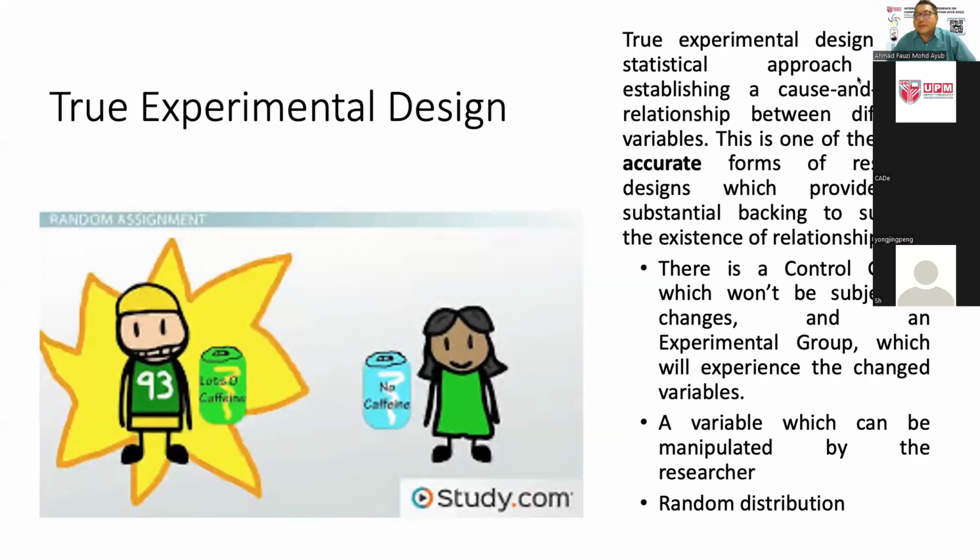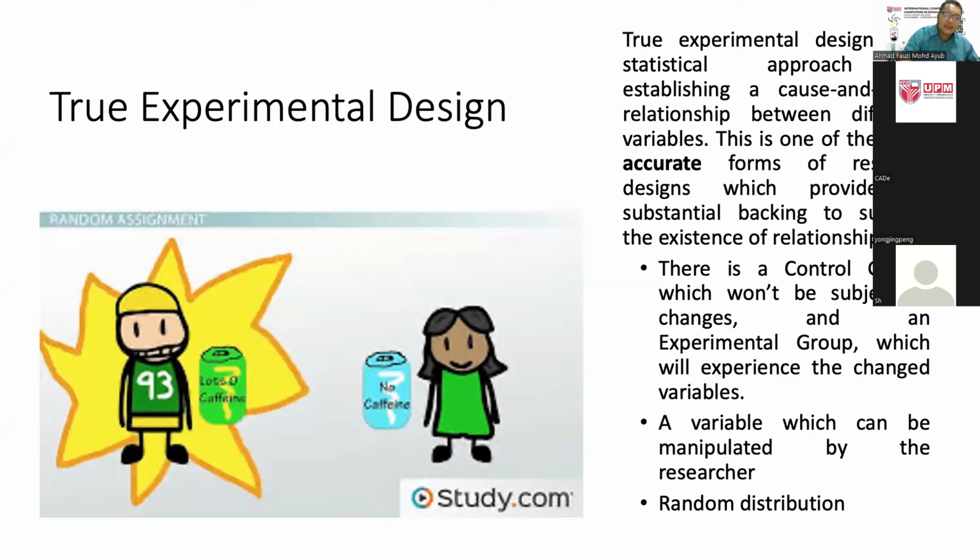Okay, the true experimental design is where you need to randomize your respondents. Okay, let's say in the true experimental design, you have 60 students from class A and class B. Then from these 60 students, you pick up randomly.